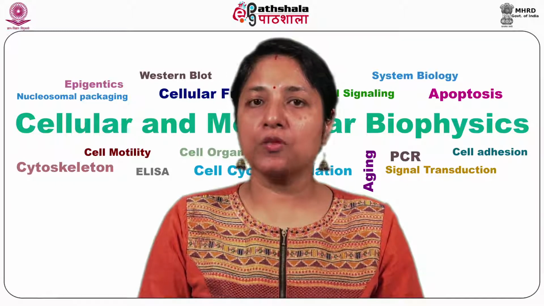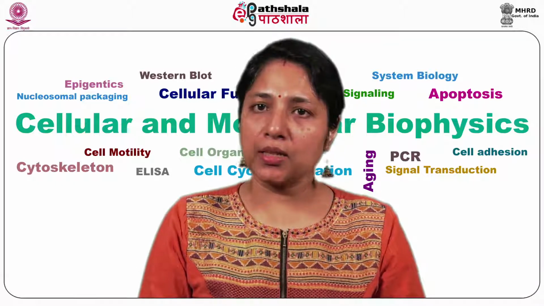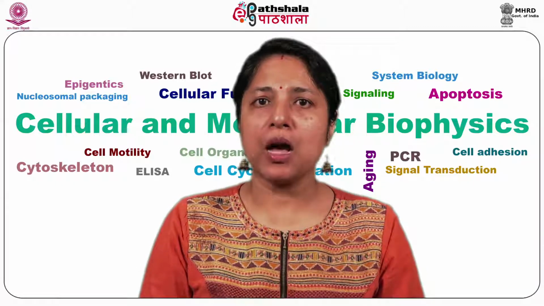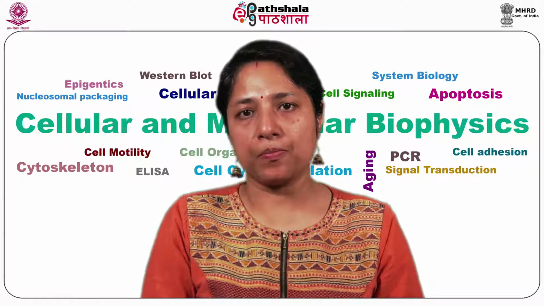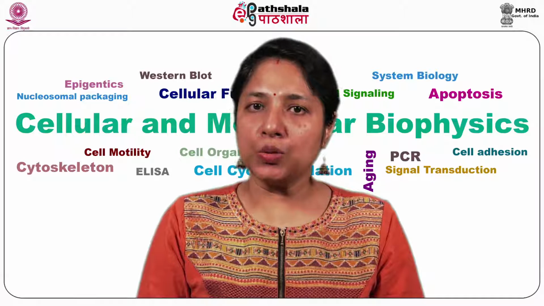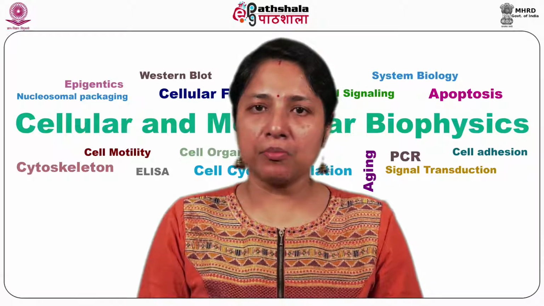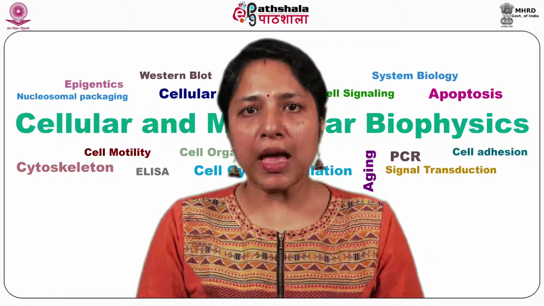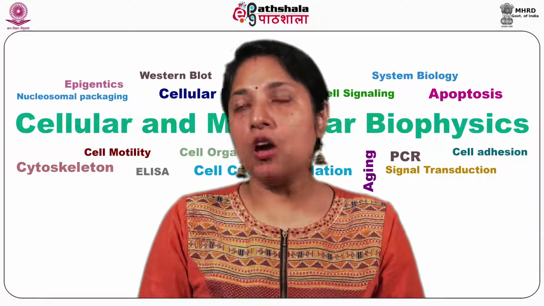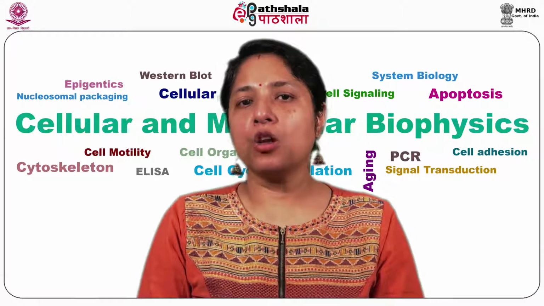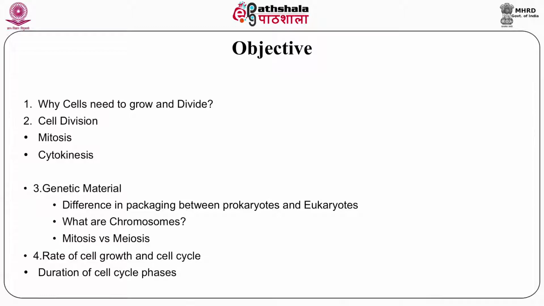The growth and division of different cell populations are regulated in different ways, but the basic mechanisms are similar throughout multicellular organisms. The term cell growth is used in the context of biological cell development and cell division. Various aspects of cell growth and cell division will be discussed in this module with the following objectives in mind. Now, to start with, the first objective is why cells need to grow and divide. The second, we'll discuss cell division, the two main methods of cell division, mitosis and cytokinesis.